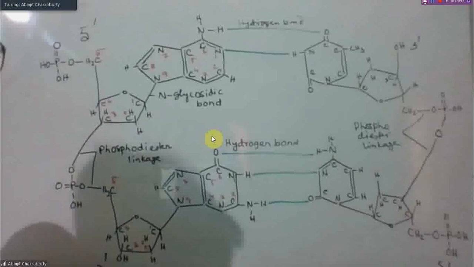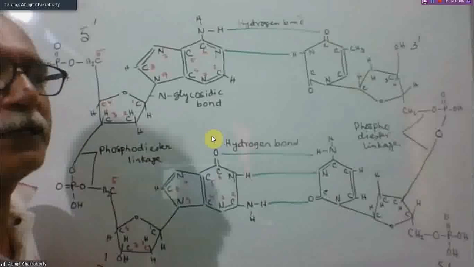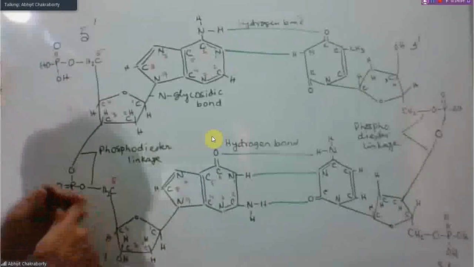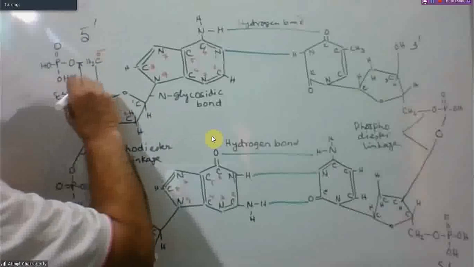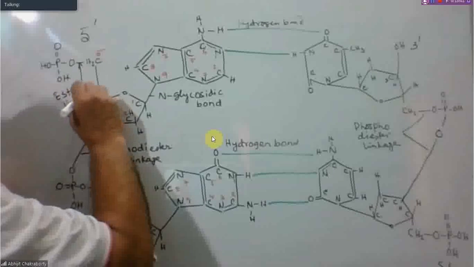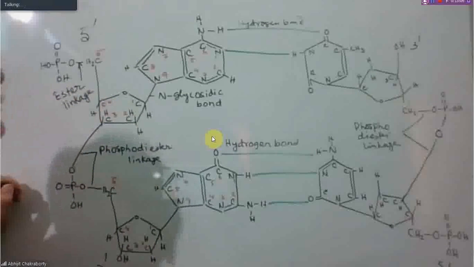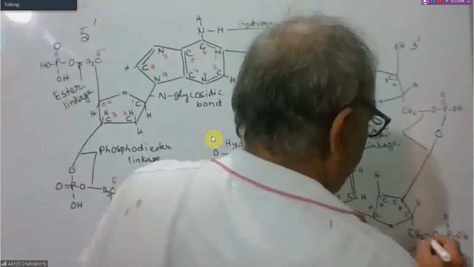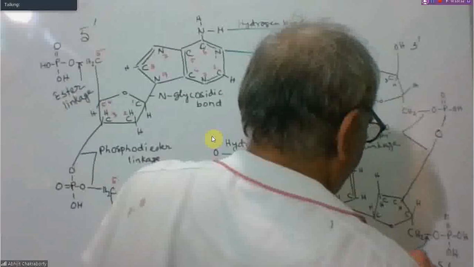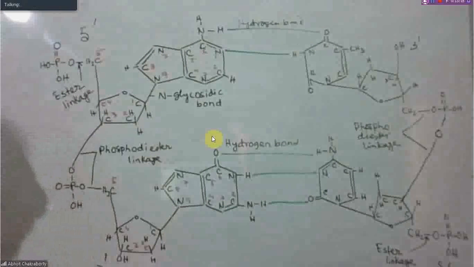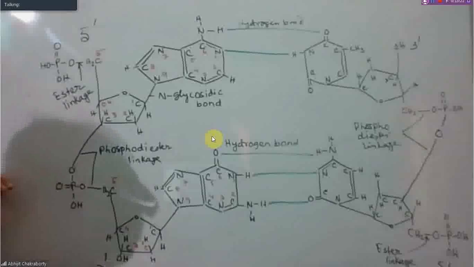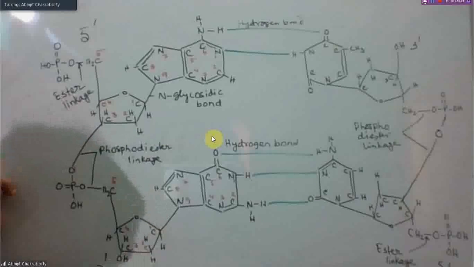Remember one basic thing: two nucleotides are linked by phosphodiester linkage, and you need to remember these bonds. So this is also a ester linkage. Clear?